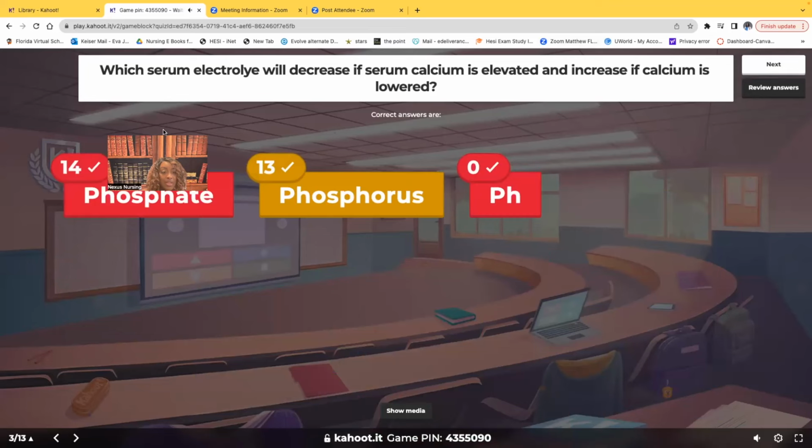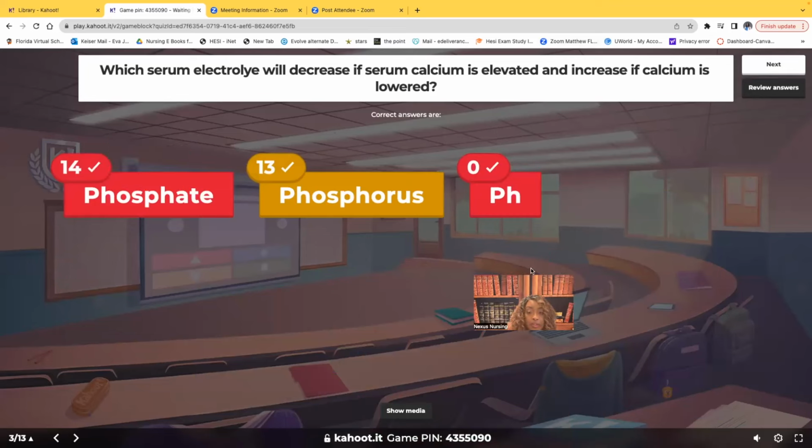Okay. The correct answer is phosphate. The normal range for this, guys, is 2.8 to 4.5. And phosphate has an inverse relationship with calcium. So when the calcium level in the blood, emia, right? If the patient has hypercalcemia, the phosphorus level will be low, and vice versa. They have an inverse relationship.